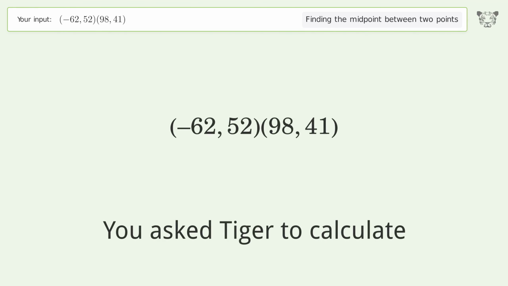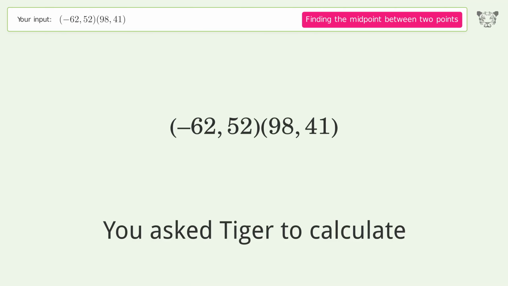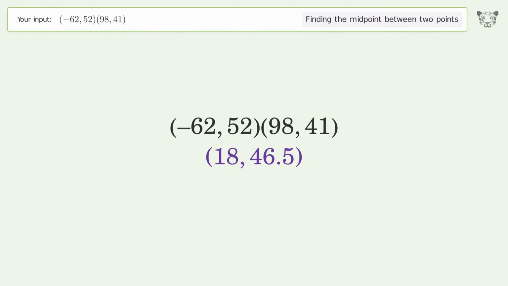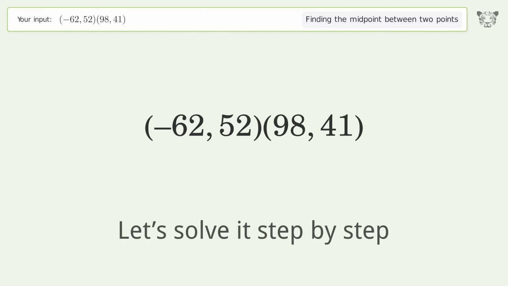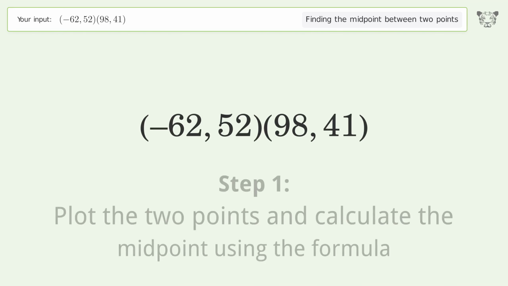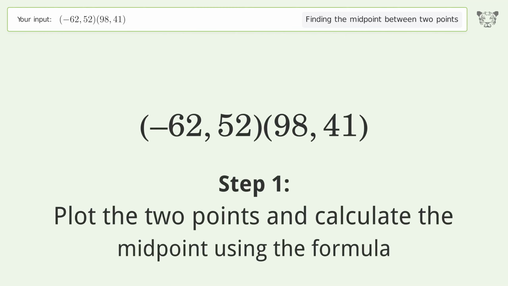You ask Tiger to calculate. This deals with finding the midpoint between 2 points. The midpoint between the 2 points is 1846.5. Let's solve it step by step. Plot the 2 points and calculate the midpoint using the formula.